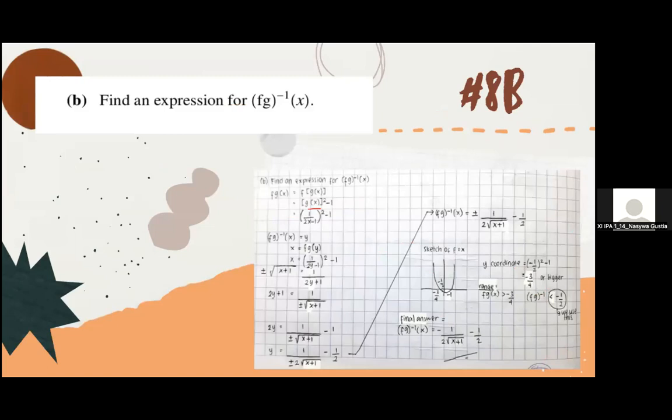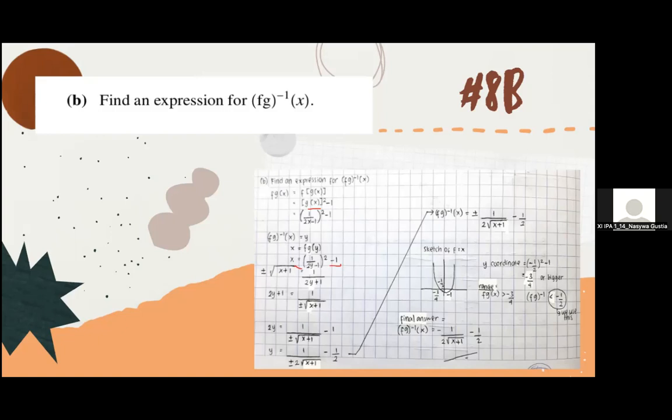We can change the fg inverse of x with y, so it will be x equals to fg of y. And we will get x equals to 1 over 2y plus 1 to the power of 2 minus 1. And then we can shift 1 to the left-hand side.